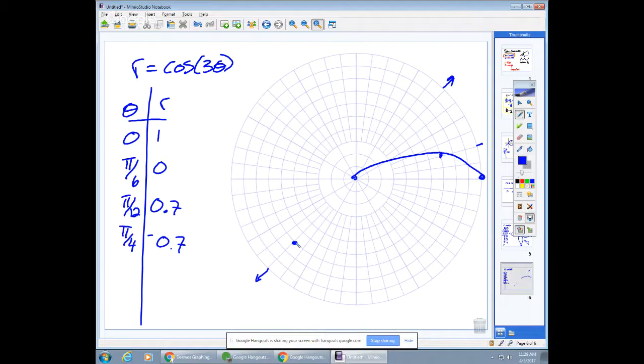And then what do we usually do next? Pi over 3. 3 times pi over 3 is pi. Cosine of pi is negative 1. So pi over 3 is here, but we need to head in a negative direction. So that would put us right there.